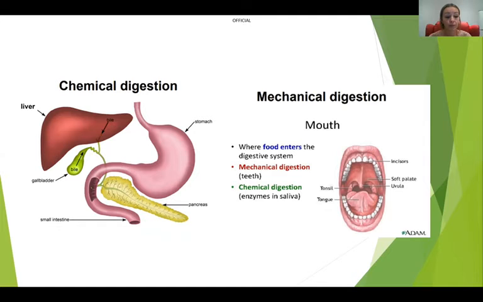Chemical digestion takes over once the bolus is formed and swallowed, with digestive enzymes, mucus, and hydrochloric acid being introduced in the stomach. The small intestine adds bile, gastric juices and acids from the liver, gallbladder, and pancreas.